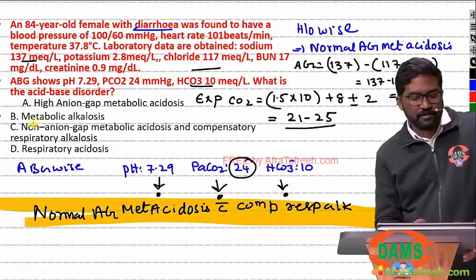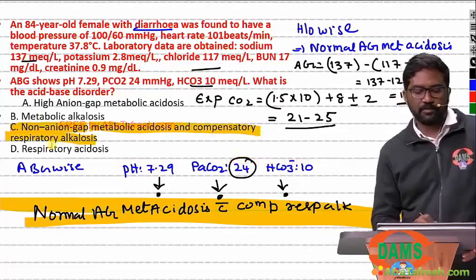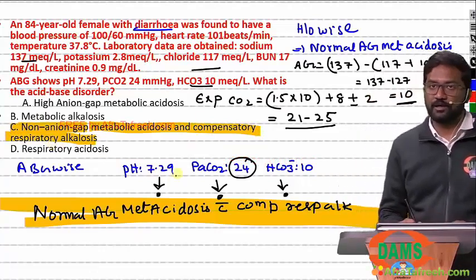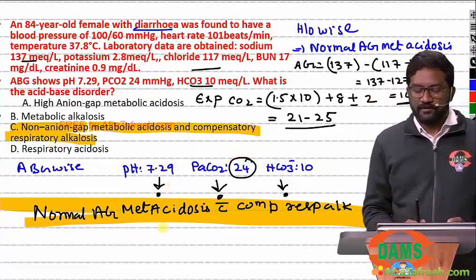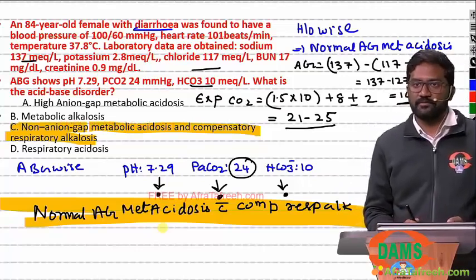So put it together. This is normal anion gap metabolic acidosis with compensatory respiratory alkalosis. So it is non-anion gap. It means it is not high anion gap. It is normal anion gap metabolic acidosis with compensatory respiratory alkalosis. So with this we have concluded respiratory medicine and acid-base balance.